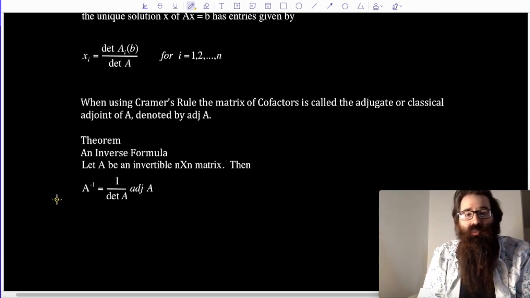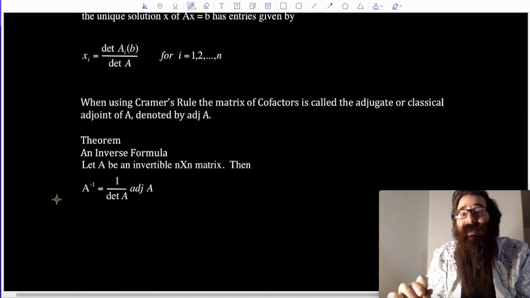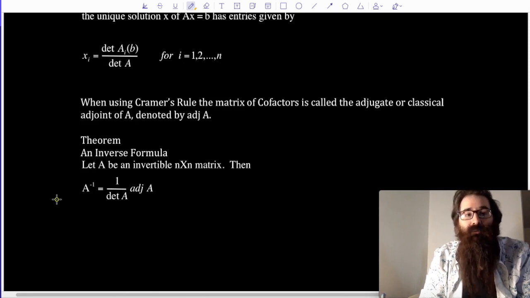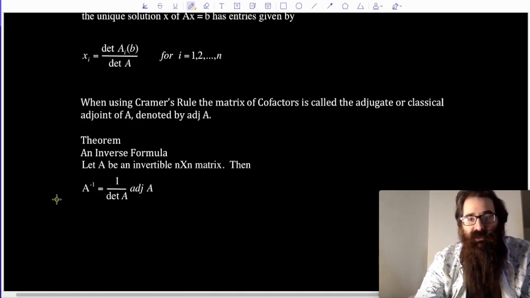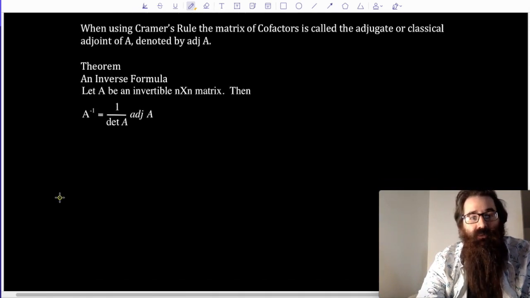When using Cramer's rule, the matrix of cofactors is called the adjugate or classical adjoint of A, denoted adj A. And we have a formula that we're going to use at the end of today's lecture to talk about building an inverse matrix. So we have an inverse formula. Let A be an invertible n by n matrix. Then A inverse is 1 over the determinant of A times the adjugate matrix of A. And we'll talk about how to build that adjugate matrix. There's a few steps to consider, but that'll come after some Cramer's rule examples.